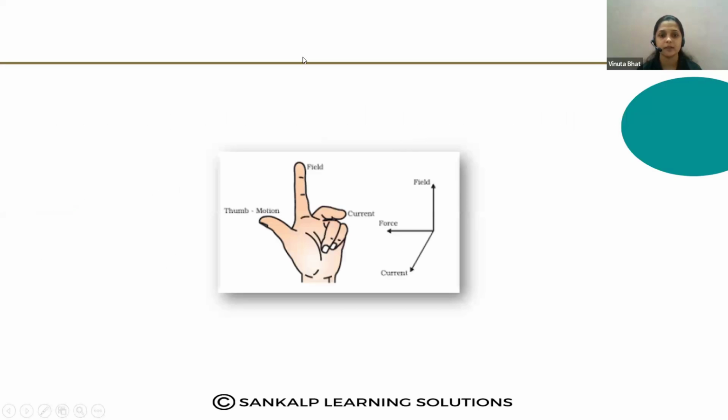So see the answer here. The thumb is the force acting on the conductor, that is motion. The index finger represents the magnetic field, and the middle finger represents the direction of the current. Okay.